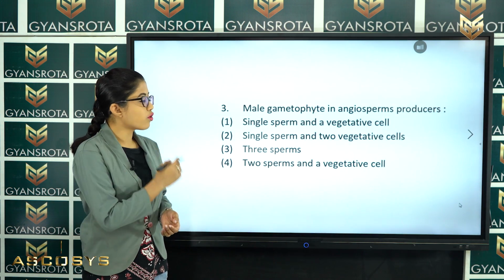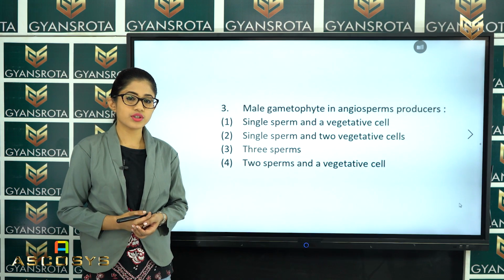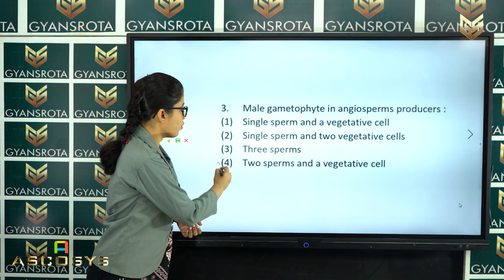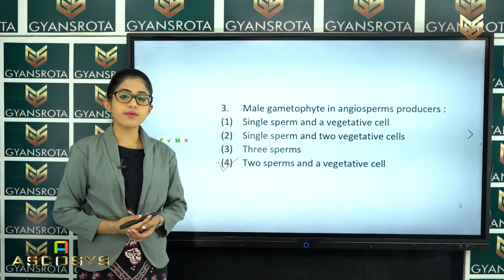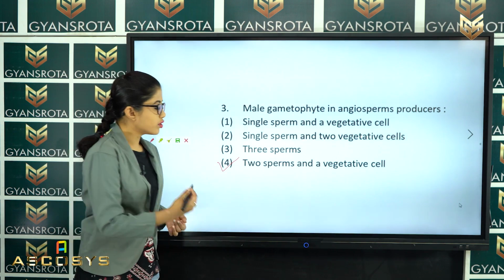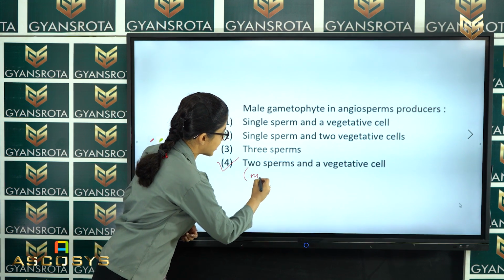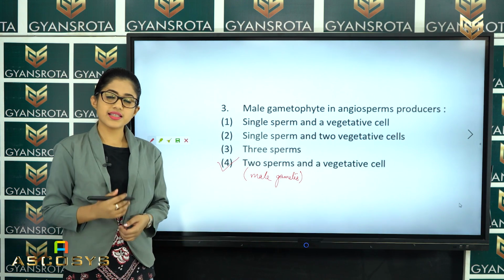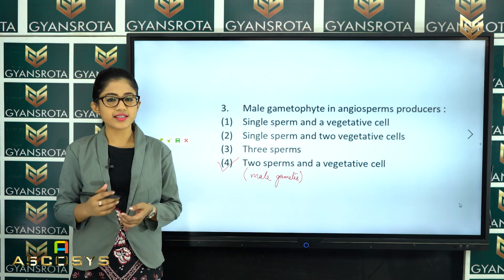So from these 4 options, what is the correct answer of this question? That is the option number 4, which says 2 sperms and a vegetative cell. 2 sperms mean the male gametes, right? So this is the answer of this question. Now let's see the next question.